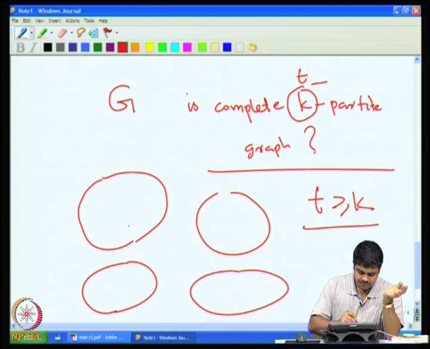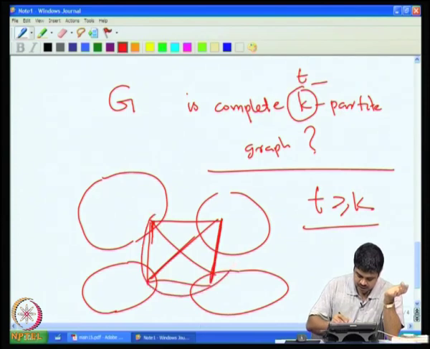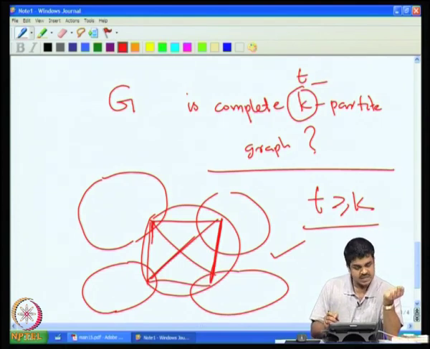But then if this is a complete t-partite graph with t greater than or equal to k, then definitely you can consider one vertex from each of these parts, and then what will you get? You will get a complete graph on t vertices, that means a complete graph on at least k vertices in the graph, and that is indeed a K constructible subgraph of G, right. So, we can assume that it is not a complete K-partite graph.